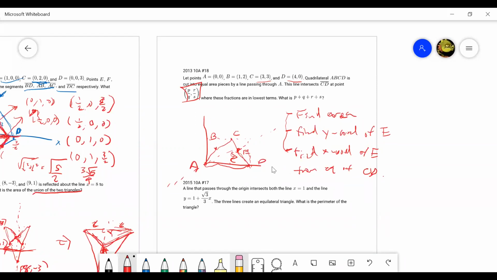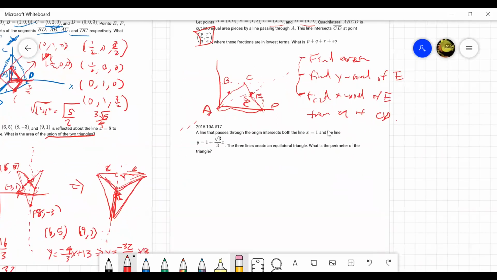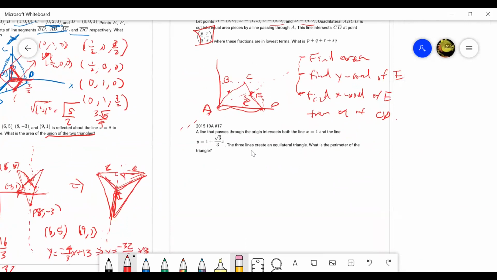All right, so if that is good, I think we'll go on to the next one. This one says a line that passes through the origin intersects both the line x equals 1 and the line y equals 1 plus square root 3 over 3 x. And the three lines intersect to create an equilateral triangle. What's the perimeter of the triangle?